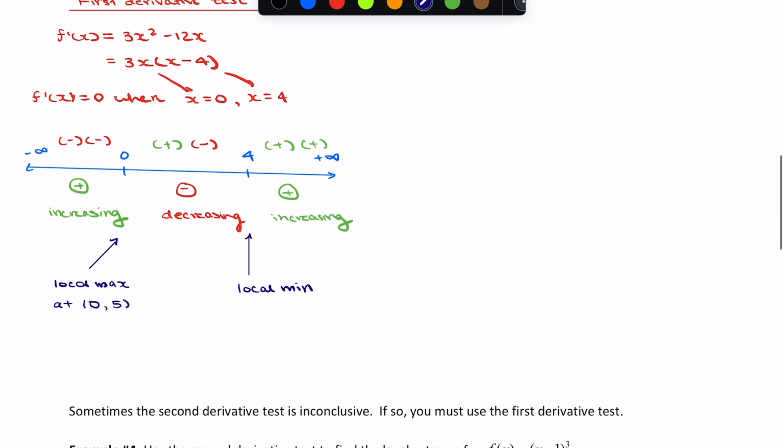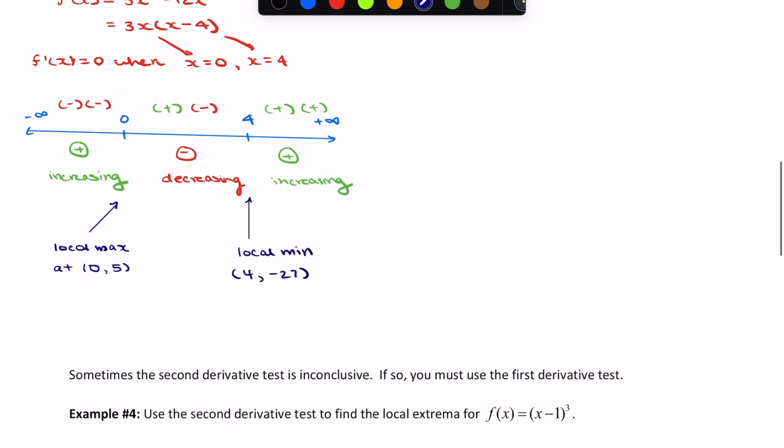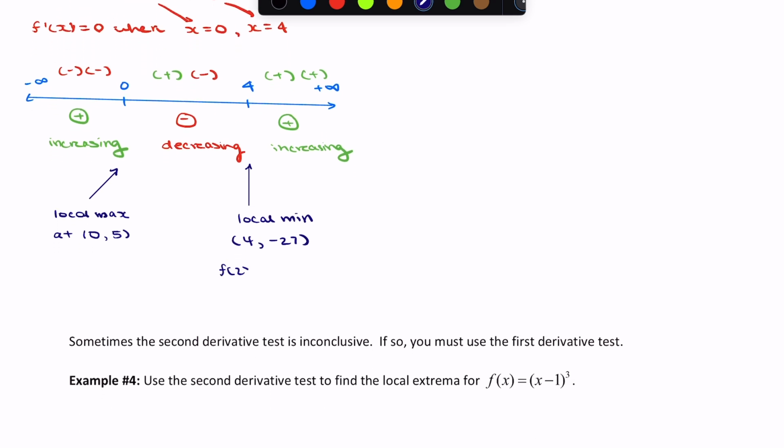And we sub in 4 into the equation, which will give us negative 27. And so again, we're just subbing it back into the original equation. F of 4 is equal to 4 cubed minus 6 times 4 squared plus 5, which will give us negative 27.